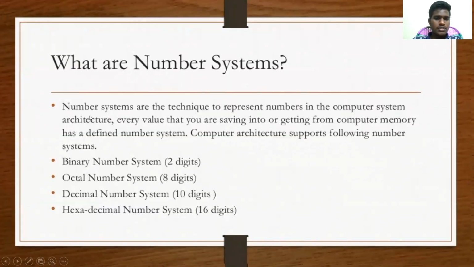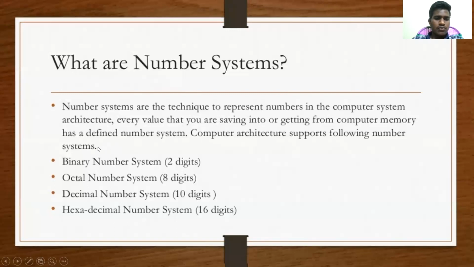First, what is number system? Number systems are the techniques to represent numbers in the computer system architecture. Every value that you are saving into or getting from computer memory has a defined number system. Computer architecture supports the following number systems.